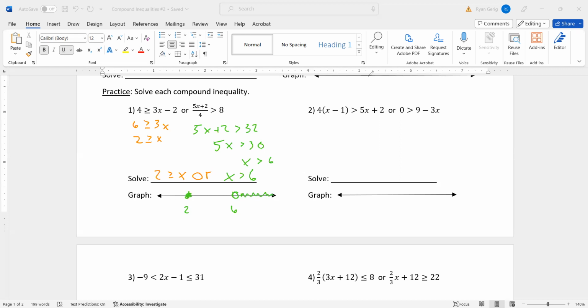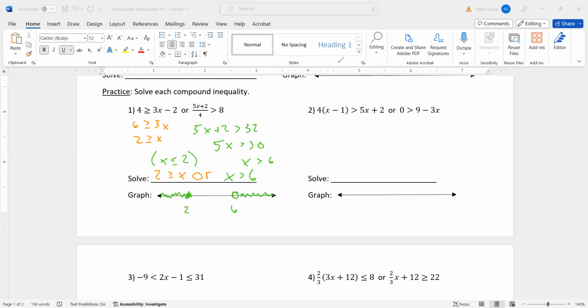X is greater than 6 is that way. 2 is greater than x. This is why it might be a better idea to write x is less than or equal to 2. It's easier to graph that way, but you should know by now it goes to the left.